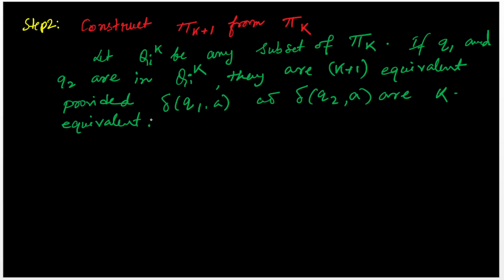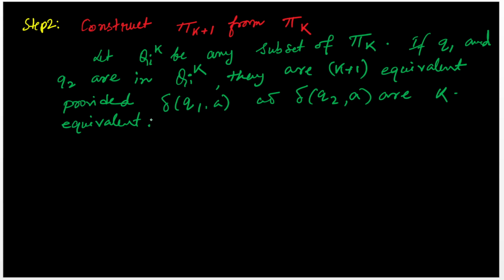Means after transition, delta(q1, a) and delta(q2, a), where a is an input symbol. If they are k equivalent, then we say that they are also k plus 1 equivalent.